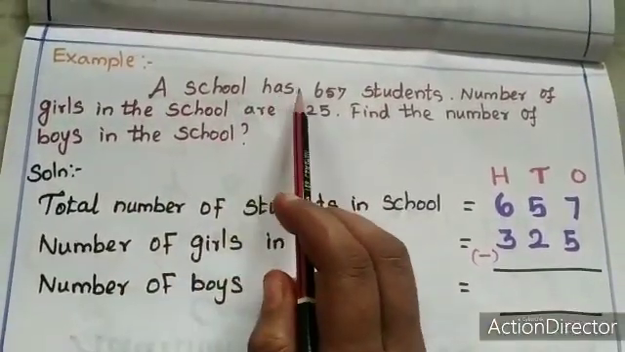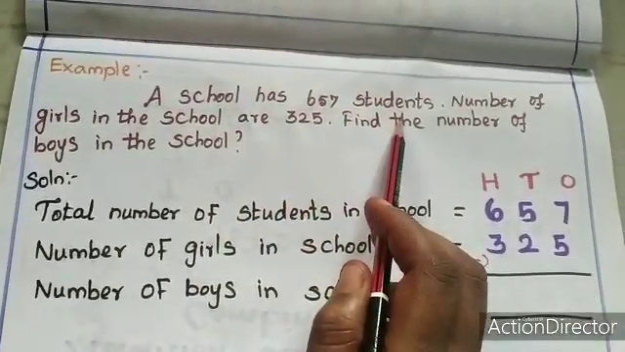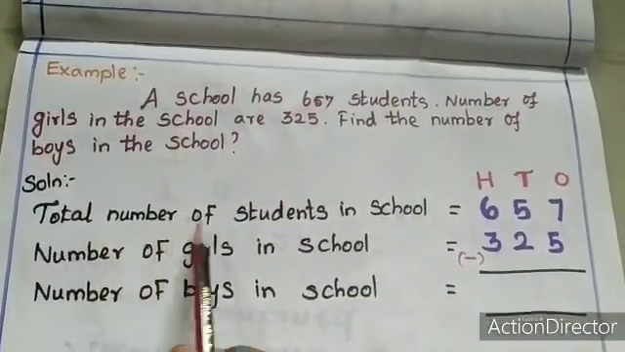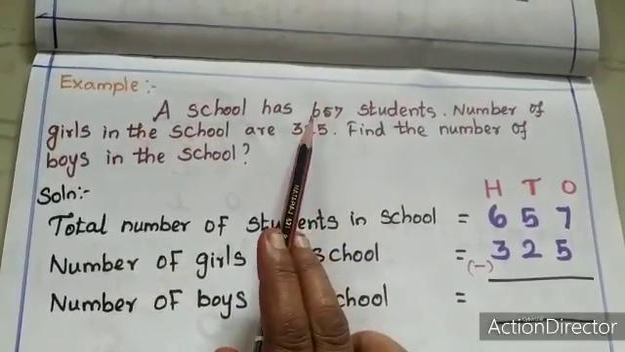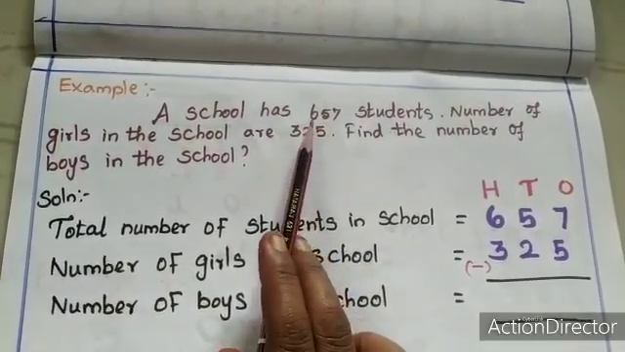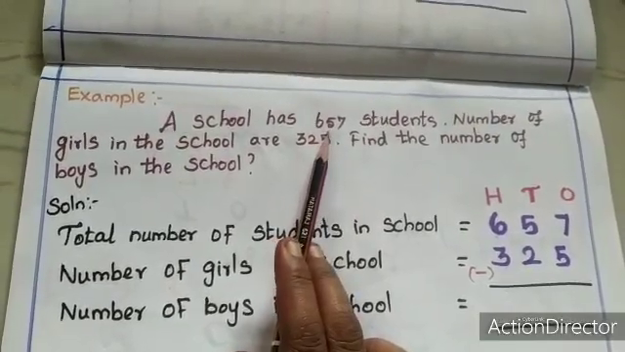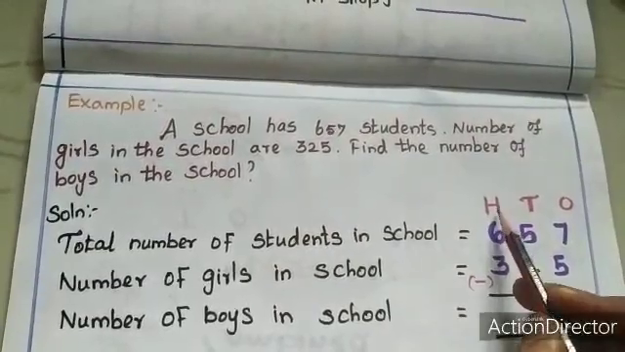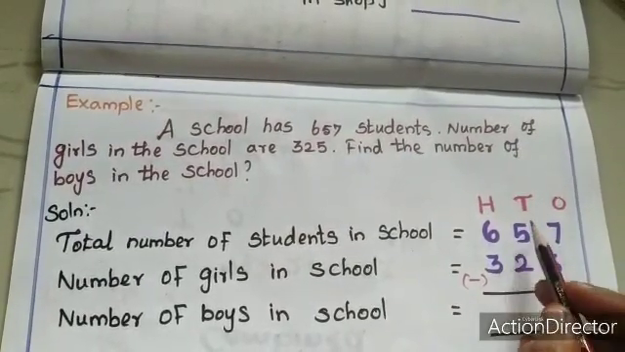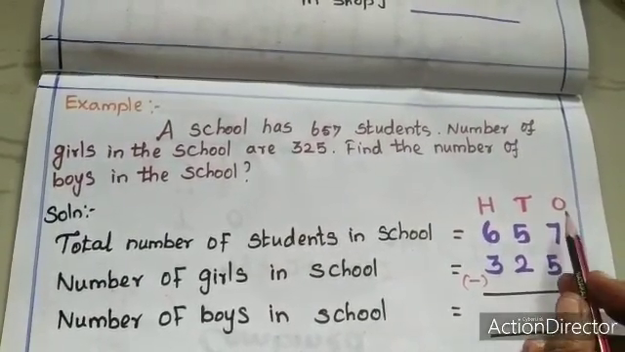A school has 657 students. That means total number of students in school 657. 657 means 6 hundreds, 5 tens and 7 ones. So we write 6 is in the hundreds place, 5 is in the tens place, 7 is in the ones place.